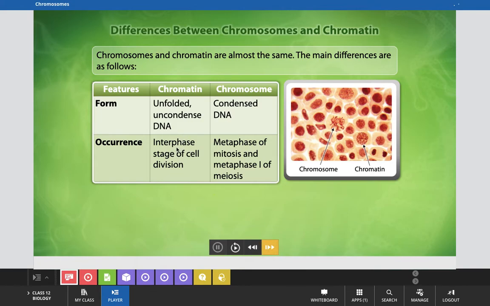Occurrence wise, we can differentiate between these two. We can see chromatin at the interphase stage of the cell cycle, while during metaphase of mitosis and metaphase 1 of meiosis we can clearly observe the chromosome structures. Chromatin gets converted into a more condensed form in metaphase, and then it is clearly visible as a rod-like structure with two arms.